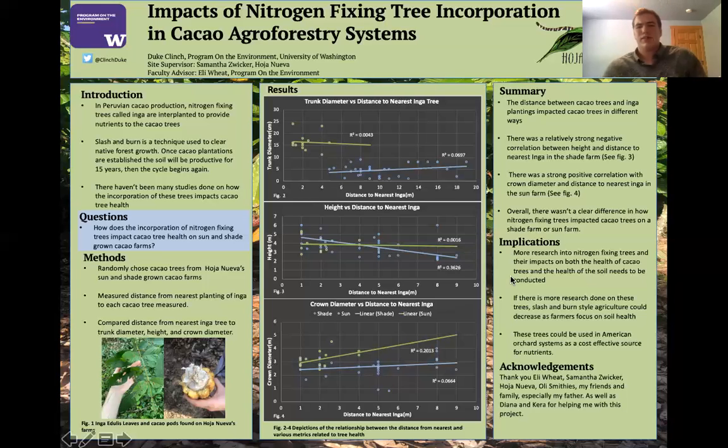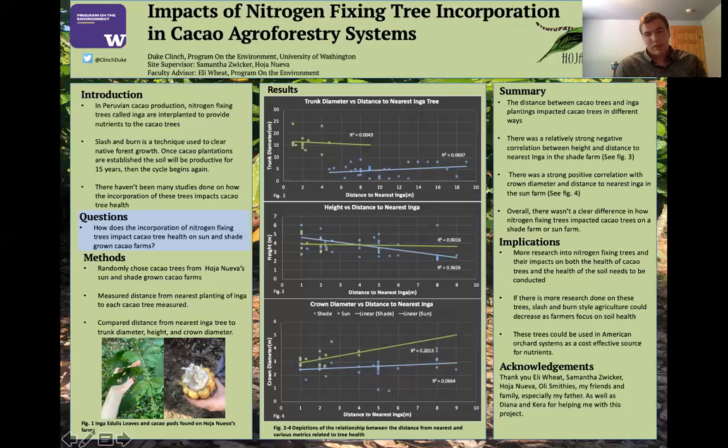Overall, there wasn't a clear difference in how nitrogen-fixing trees impacted cacao trees on a shade farm or sun farm. Finally, more research into nitrogen-fixing trees and their impacts on both the health of cacao trees and the health of the soil needs to be conducted.